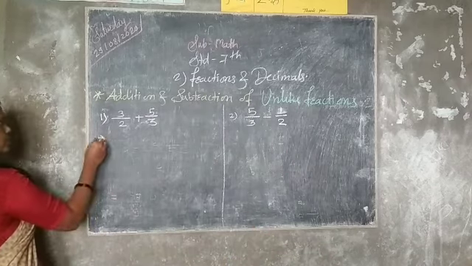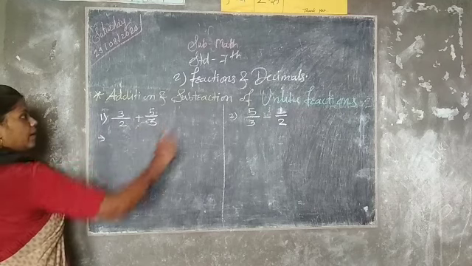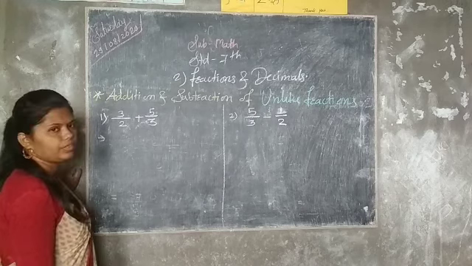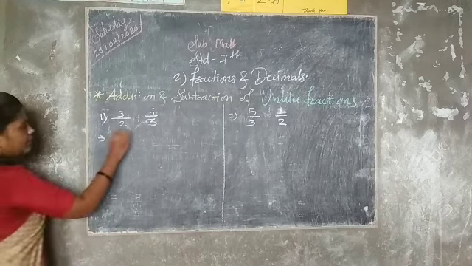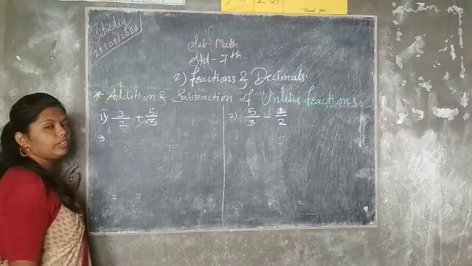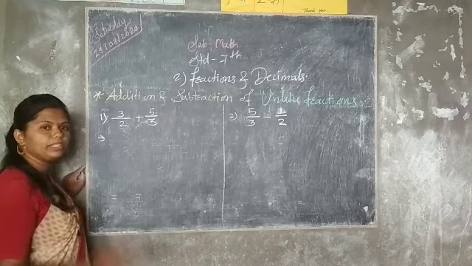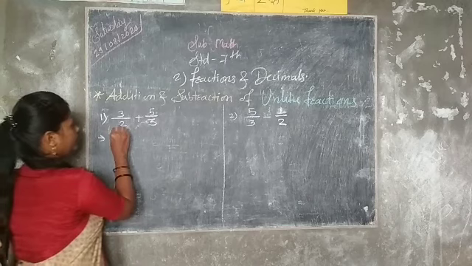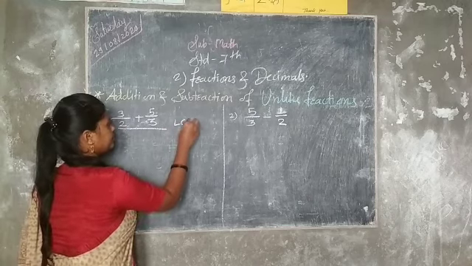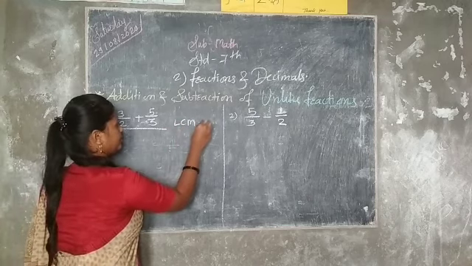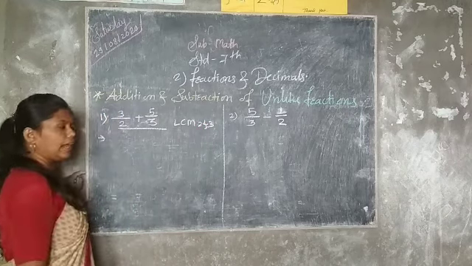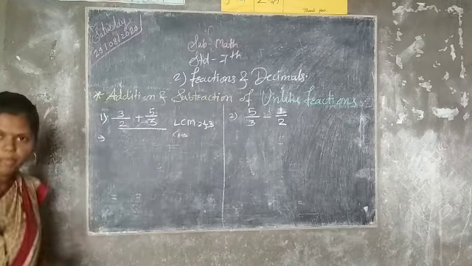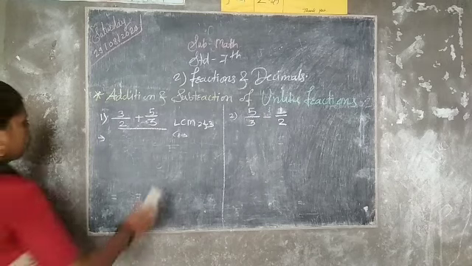Here is the addition of unlike fractions, and there is one example of subtraction of unlike fractions. Unlike means their denominators are different. So if the denominators are different, there are two methods you can solve that example. The first one, you can find the LCM of 2 and 3. And the second method is the cross multiplication. One by one I will give you both the methods.